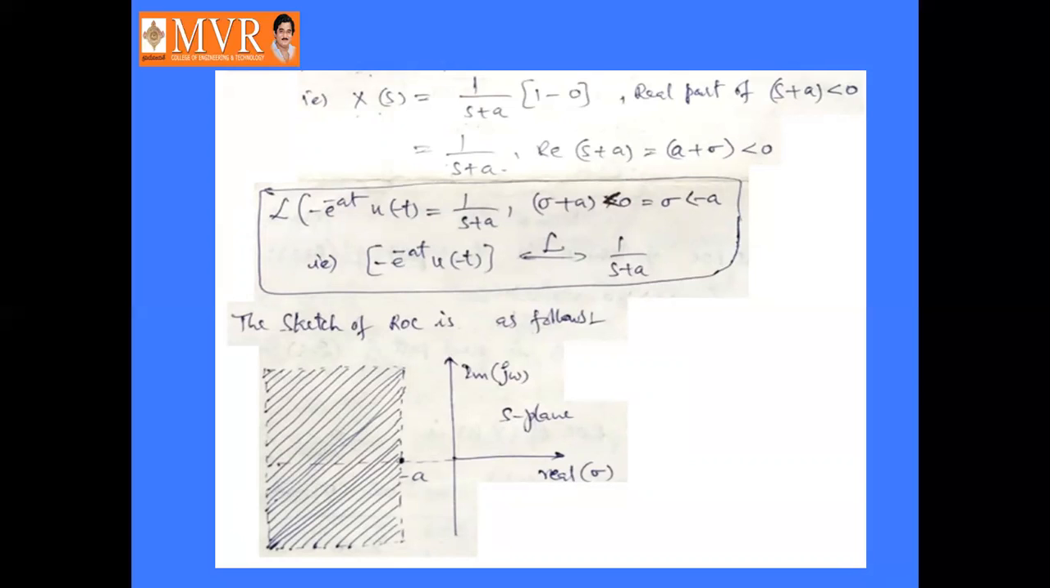We'll draw the s plane like this. So this is the imaginary axis and real axis. So it is less than minus a. It is below minus a. ROC.